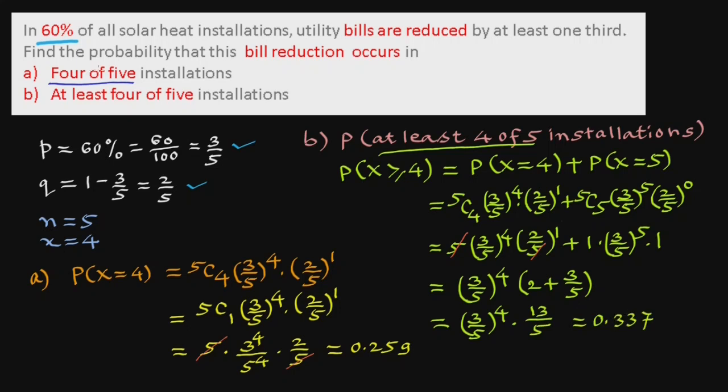So the probability that the bill reduction occurs in 4 of 5 installations is 0.259, and at least 4 of 5 installations is 0.337.